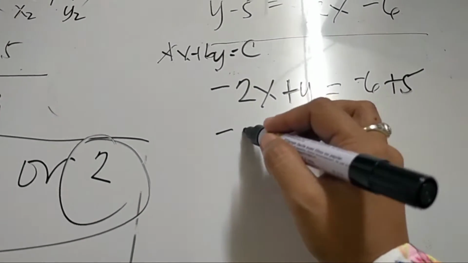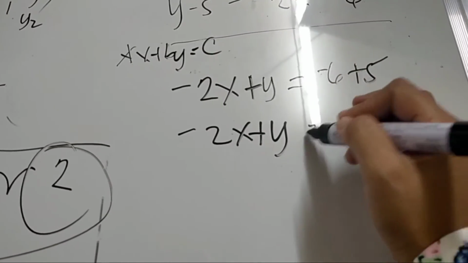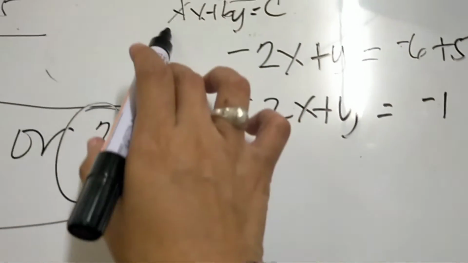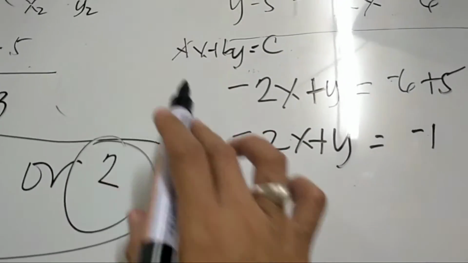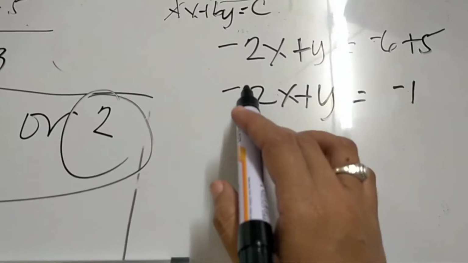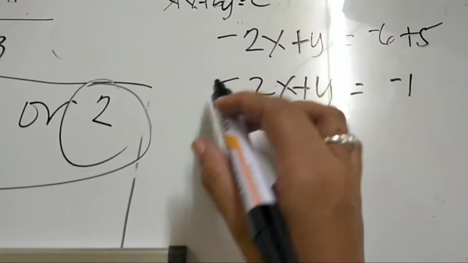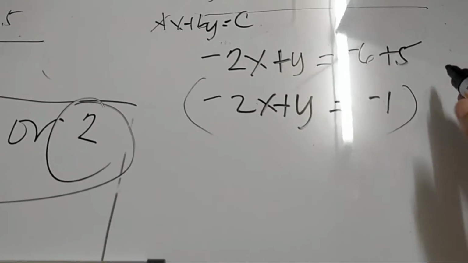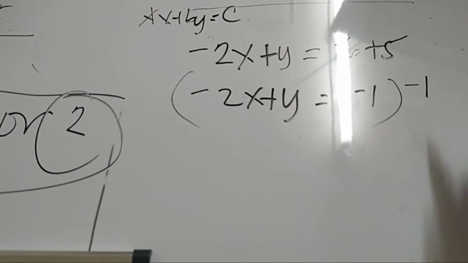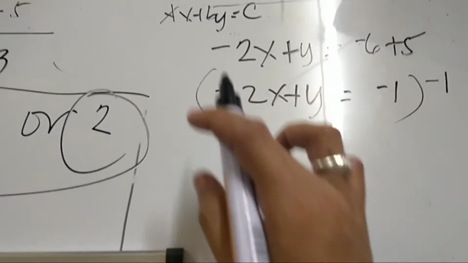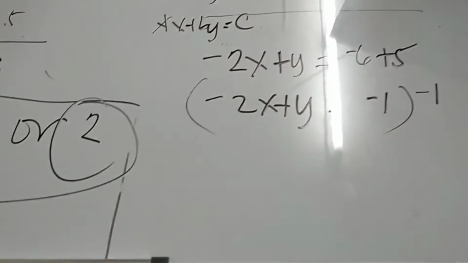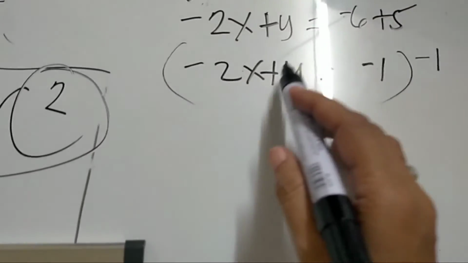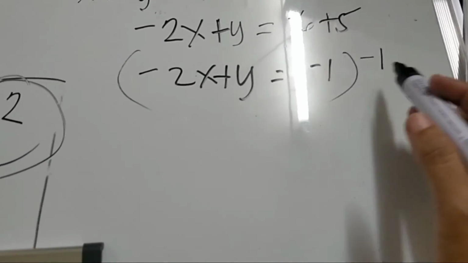This equals negative 2x plus y is equal to negative 1. Remember, class, our form is that the x here is positive. So we have to see to it that this is positive. Since our x here is negative, we have to multiply it by negative 1, so that the negative is removed. Everything, all the signs of all terms, will change, right?